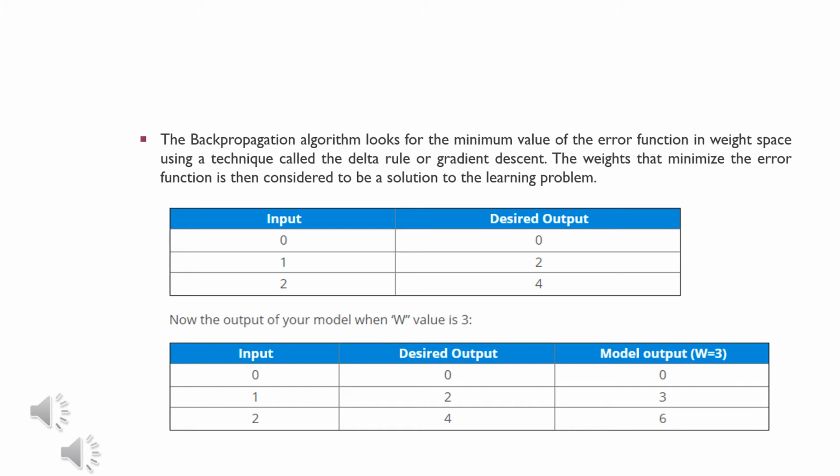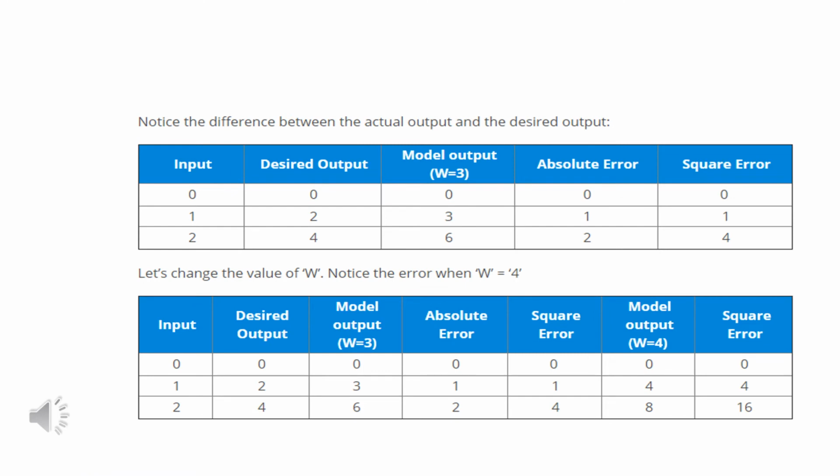So now the output of the model when the W value is equal to 3. The input values and desired values are given already in the above table, and the model output will be 0, 3, 6 respectively. Notice the difference between the actual output and the desired output. So the absolute error in the above table is 0, 1, 2 and the square error is 0, 1, 4 respectively. Let's change the value of W.